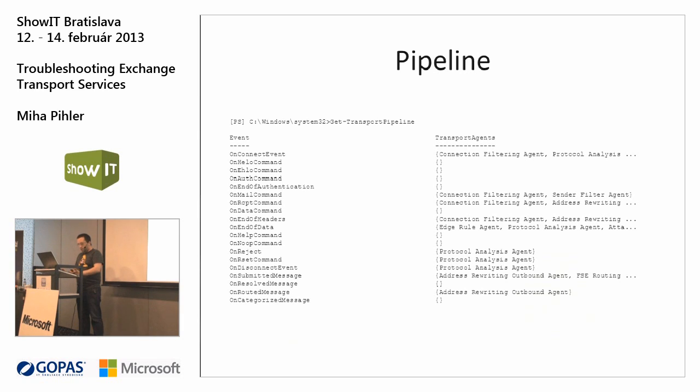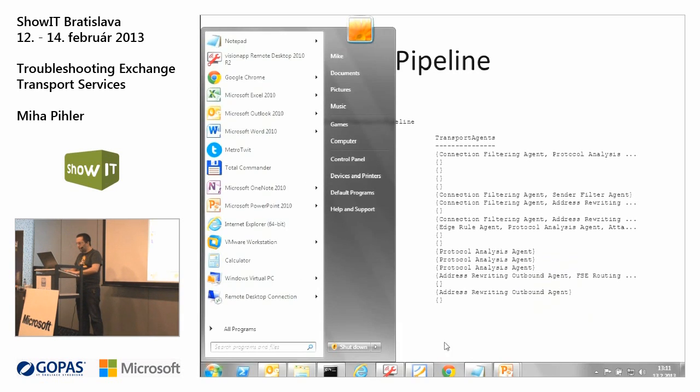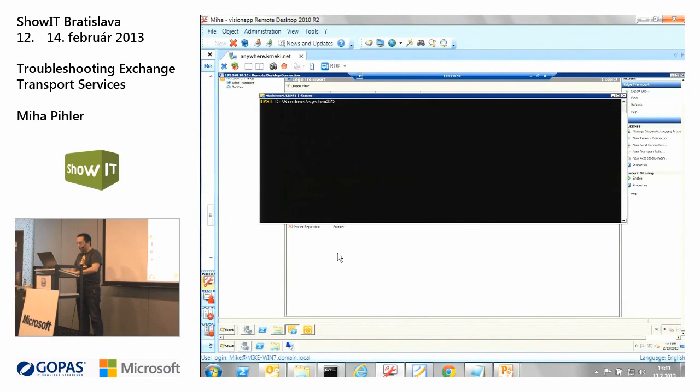This one is interesting because what you can see here is what you are filtering. Get pipeline, transport pipeline.